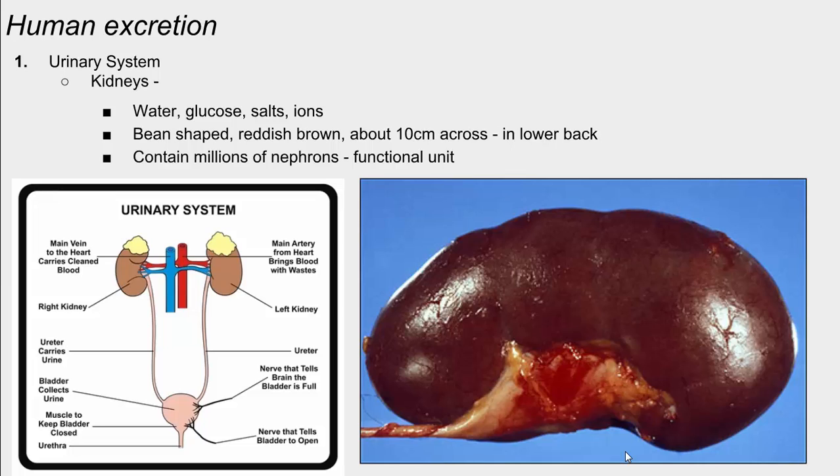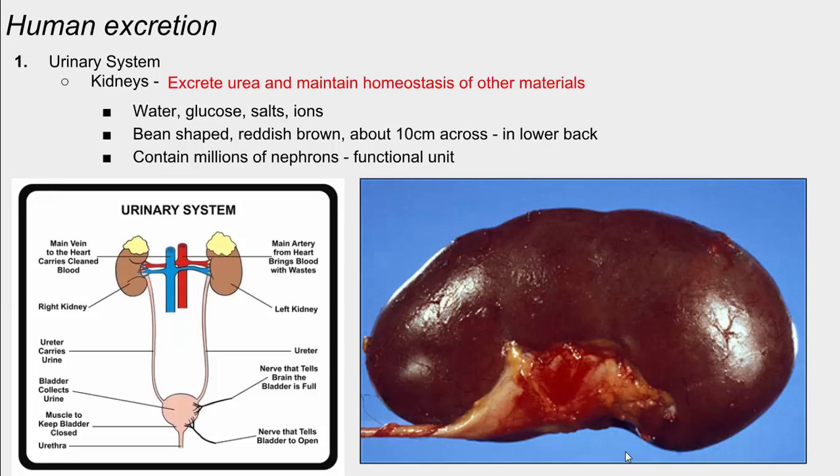But we're going to spend most of our time talking about the kidneys. The kidneys are a key excretory organ in the human body. The kidneys are responsible for removing most nitrogen waste and maintaining the proper levels of a bunch of other things. Water, glucose, salts, ions: the level of these materials is regulated by the kidneys.